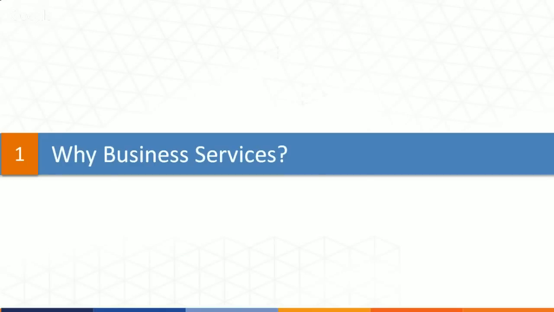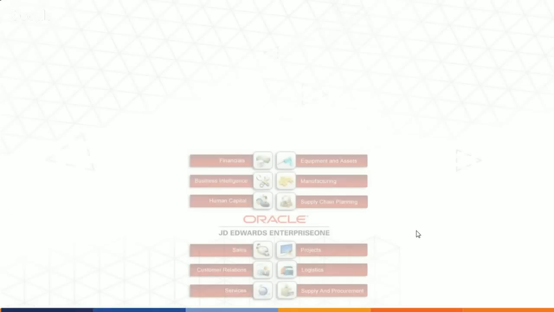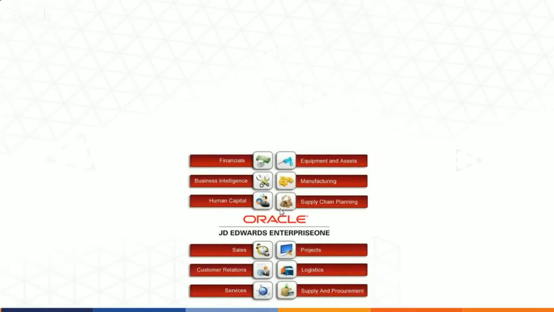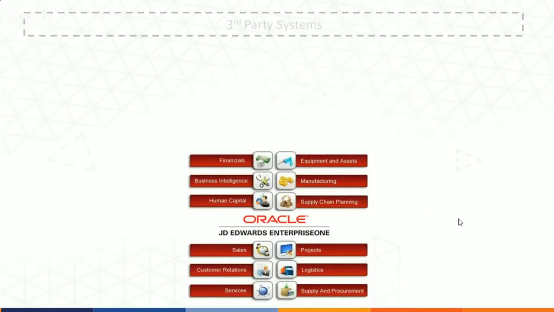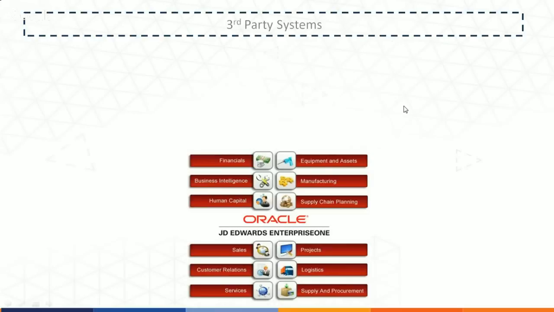So why business services? That's the key question. And that will become a foundation for all the different other scenarios we're going to discuss. So let's take a look at what used to happen before. You had your E1 server and you had your third-party systems. And you had to exchange the data between the two. You had to integrate the data between the two.